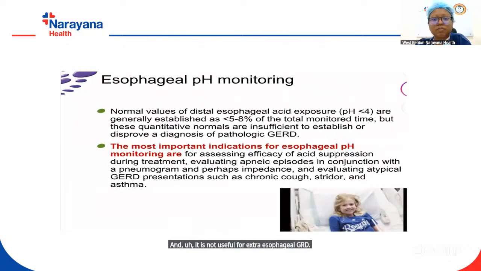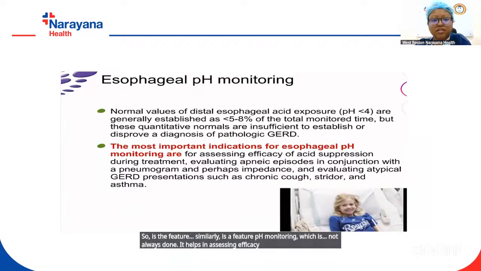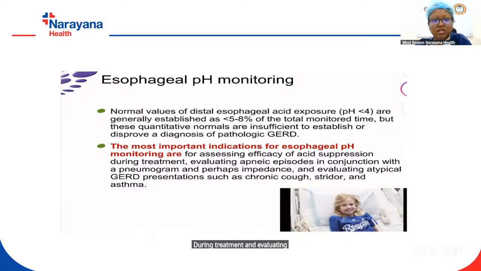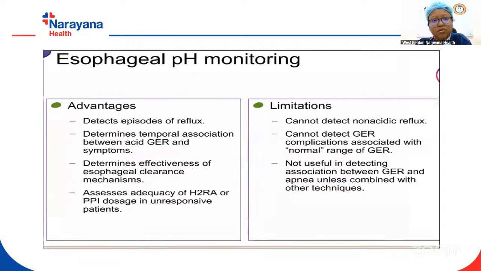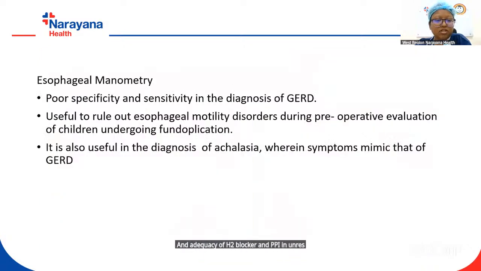Similarly, esophageal pH monitoring is not always done. It helps in assessing efficacy of acid suppression during treatment and evaluating apneic episodes in conjunction with pneumogram. It has the advantage that it detects the episodes of reflux and determines the effectiveness of esophageal clearance mechanism and adequacy of H2 blocker and PPI in unresponsive patients.